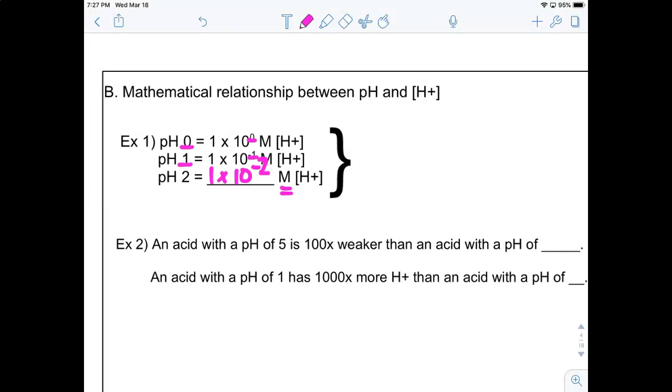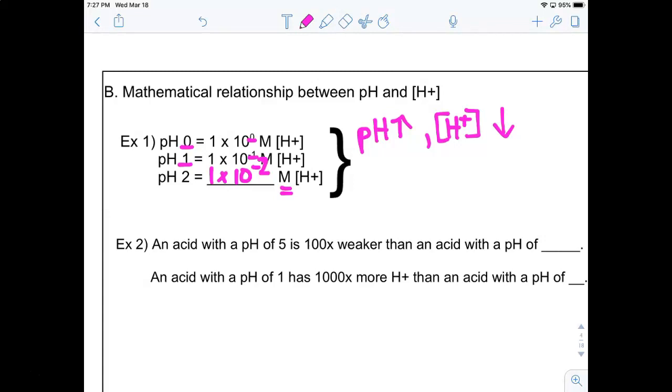So guys, as my exponents are negative, as my pH goes up, what's happening to hydrogen ion concentration? It's going down, right? Because if my pH is going up, I'm moving away from the acid side. So my amount of hydrogen ions is going to be less. Okay, and that's all you really have to understand about that.